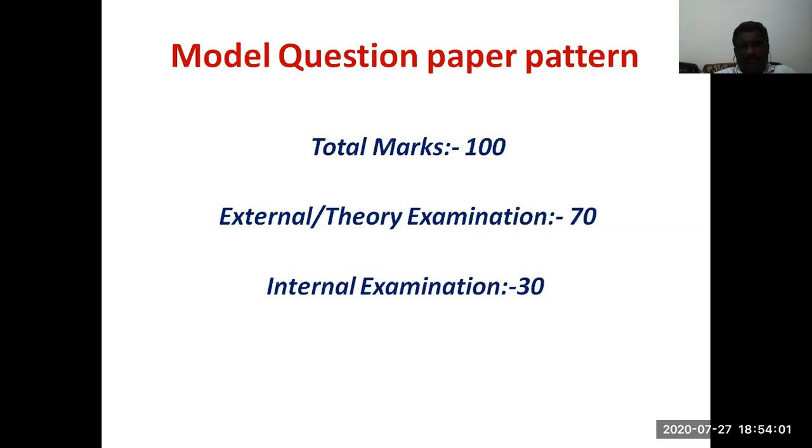Out of 100, a student has to get 40 marks. In these 100 marks, 70 marks are allotted to external evaluation, or external examination, or theory examination. External is nothing but a theory examination. And 30 marks are allotted to internal evaluation or internal examination. So we have to know the process of external examination and internal examination.